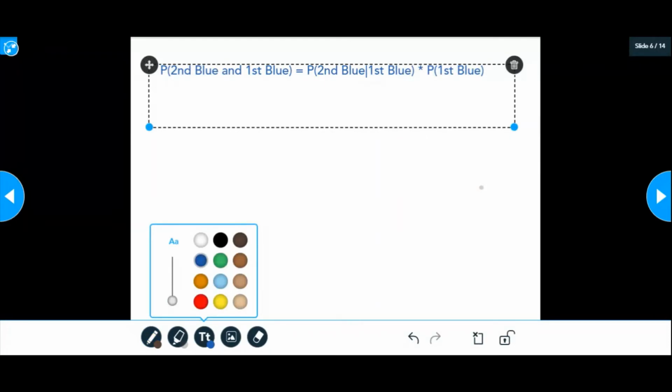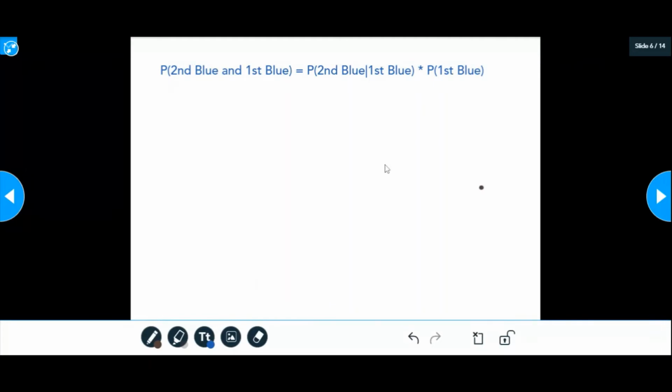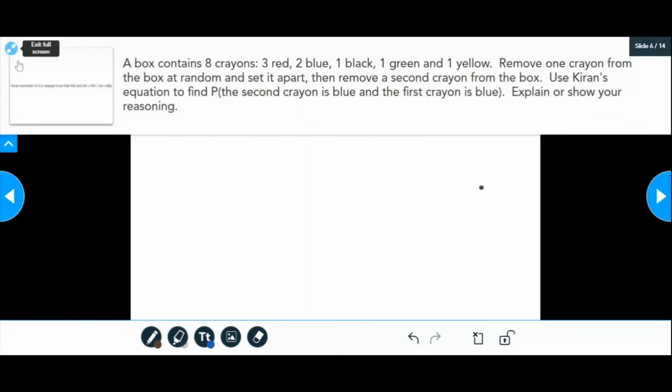So the probability that we want to find is the probability that the second one is blue and that the first one was blue. So both of the times we drew out of the bag, we got blue crayons. So we need to calculate the probability that the second one is blue, given that the first one was blue, and multiply it times the probability of the first one being blue in general. So in this bag of 8 crayons, we have 2 blue ones, right?